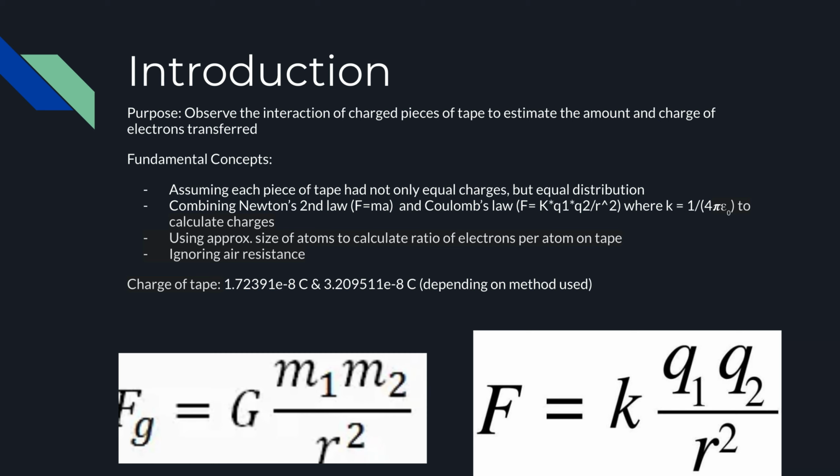Some fundamental concepts we'll be using include Newton's second law and Coulomb's law, but mainly for this experiment we'll be looking at the force of gravity and the force of electricity. Some assumptions we'll make is assuming each piece of tape had not only equal charges but equal distribution, particularly when you look at the point charge model, using the approximate size of the atoms to calculate the ratio of electrons per atom on tape, and ignoring air resistance. I found two different charges for the tape depending on the method used at 1.72391 e to the negative 8 coulombs, and 3.209511 e to the negative 8.